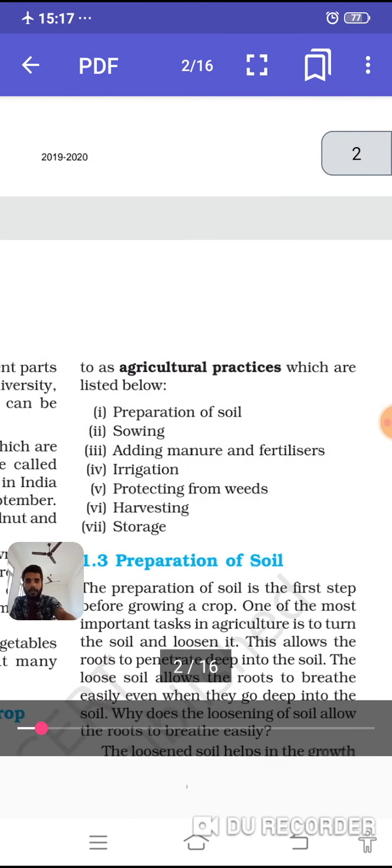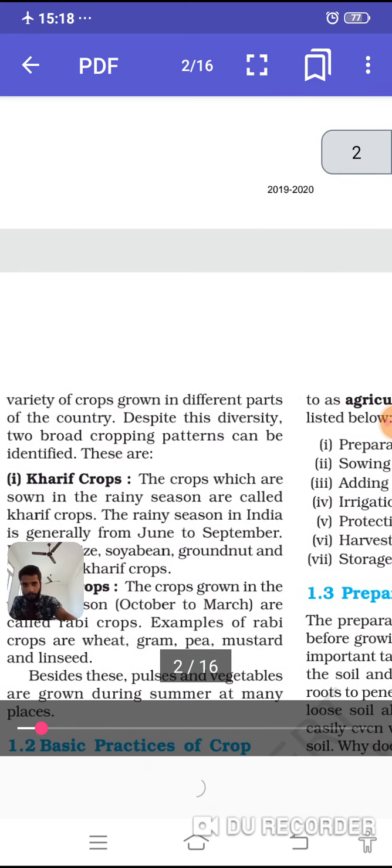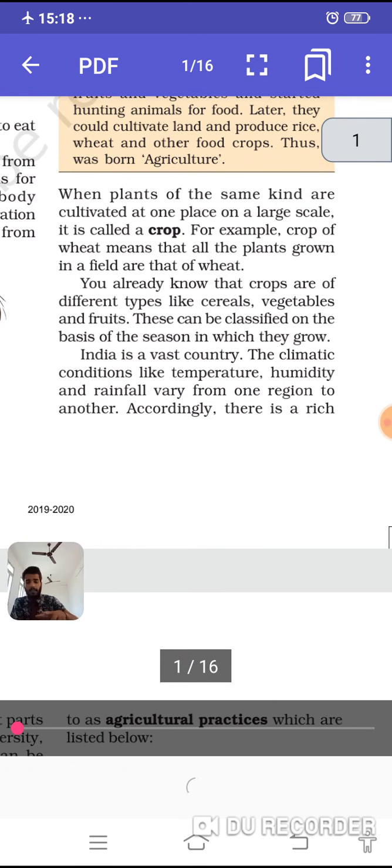Accordingly, there is a rich variety of crops in the different parts of the country. Despite the diversity, two broad cropping patterns can be identified. These are... let us see what happened. India is a huge and vast country. India experiences different types of climatic conditions: temperature, humidity and rainfall. It varies from one place to another in India.